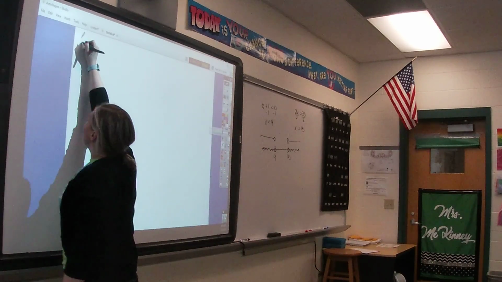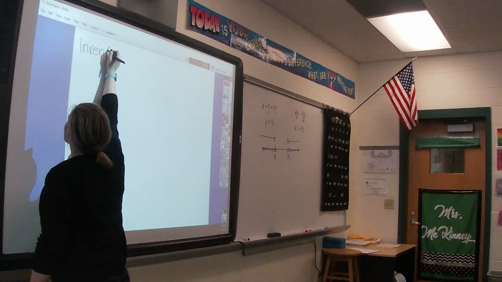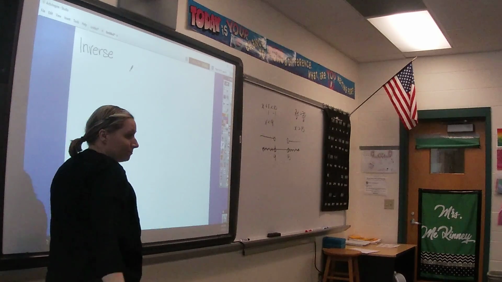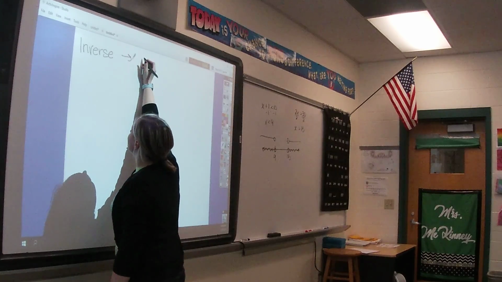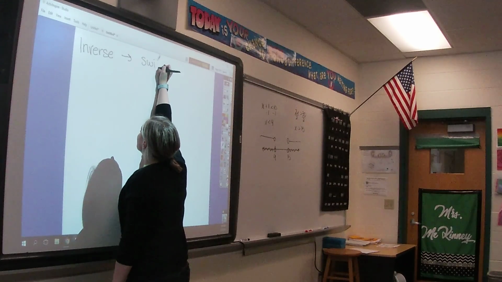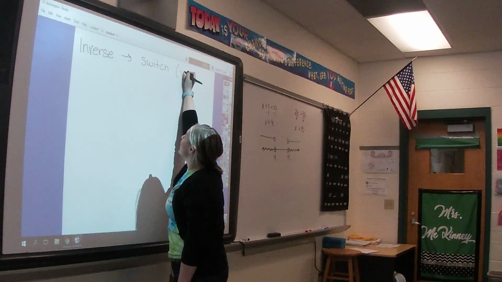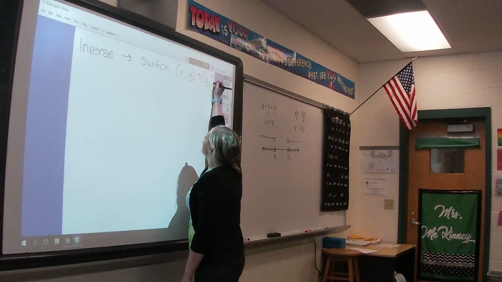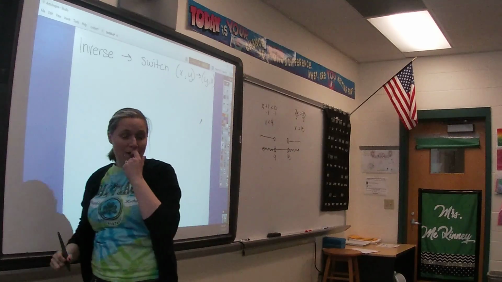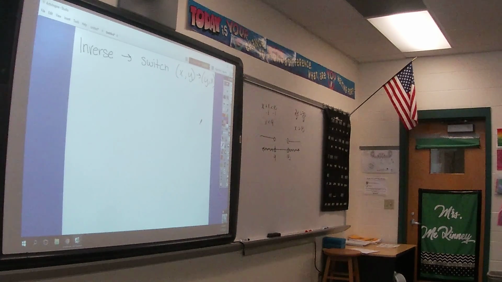We can talk about the inverse of a relation. Okay, an inverse has a fancy definition, but all you're really going to do is switch the x and y. So if it was 1, 2, you're going to swap it to a 2, 1. Those are the points you should not miss when you take your assessment with this.